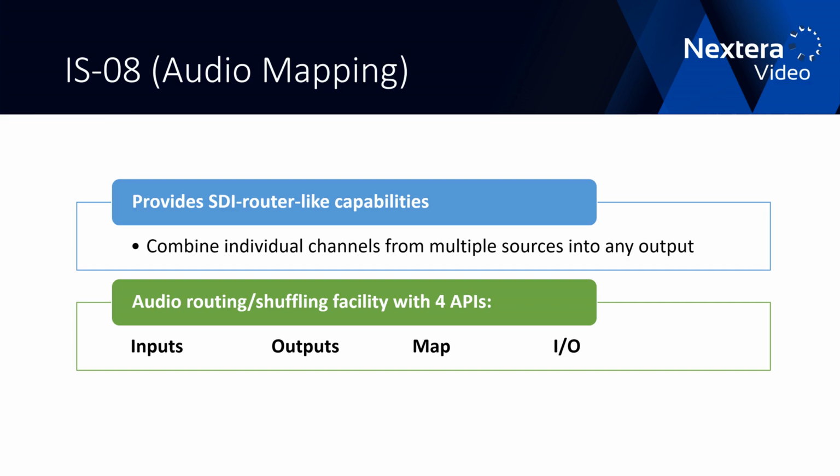This is done through what we call IS-08. It's audio channel mapping. And this gives us the capabilities like we had in SDI where you can move around your audio flows essentially.